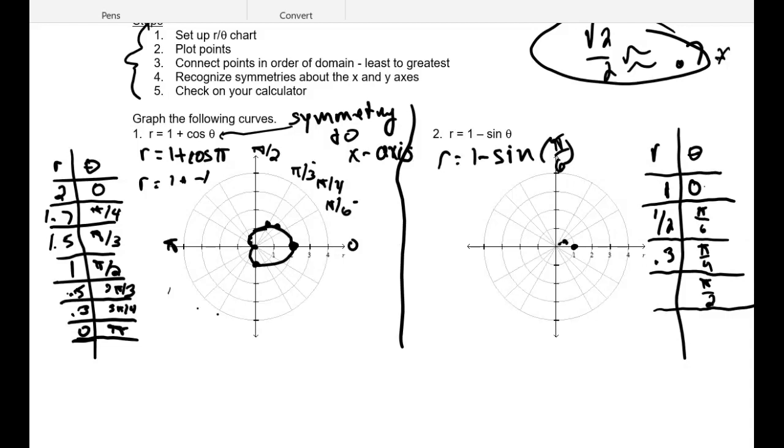And then if we did pi over 2, this becomes a pi over 2. The y-coordinate at pi over 2 is a 1, so I'd have 1 minus 1, which is 0.